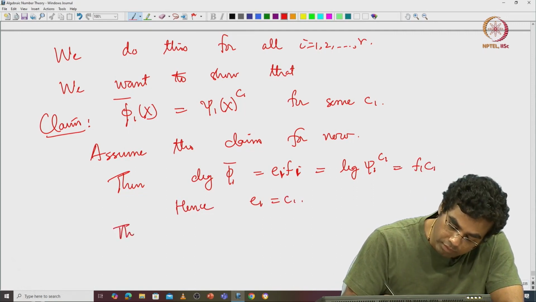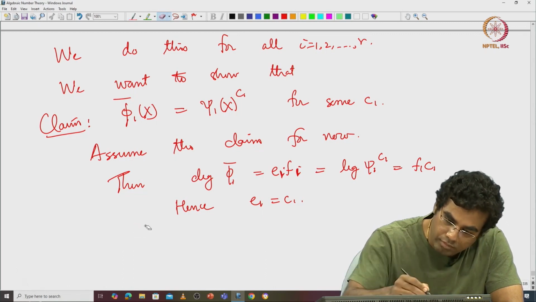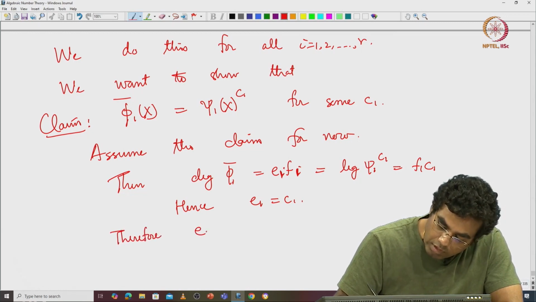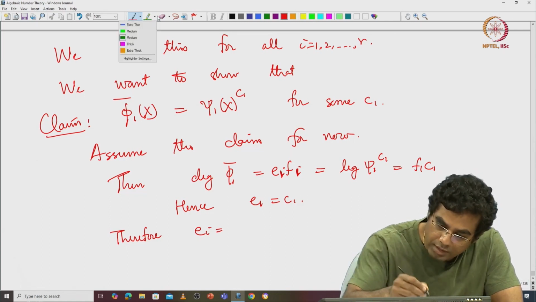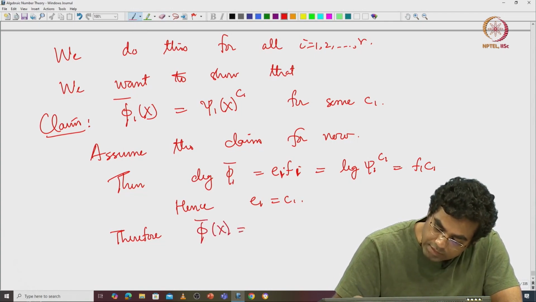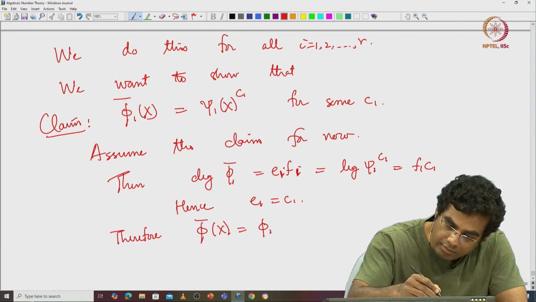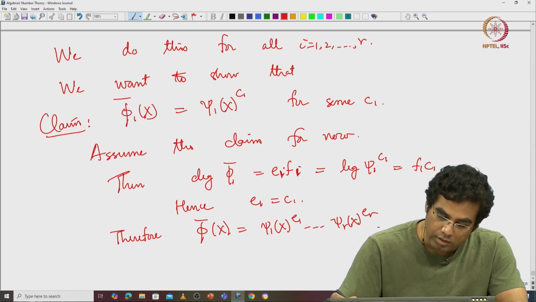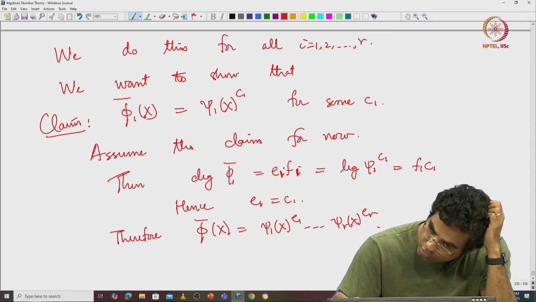So, therefore, phi bar of x is psi 1 of x to the e1 and so on up to psi r of x to the er. Okay. So, all that remains is to prove the claim.